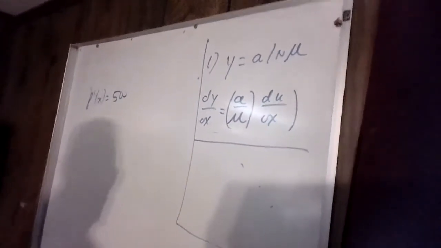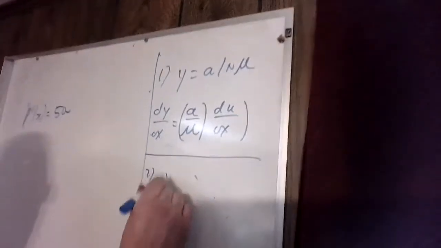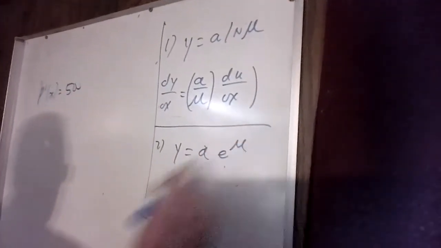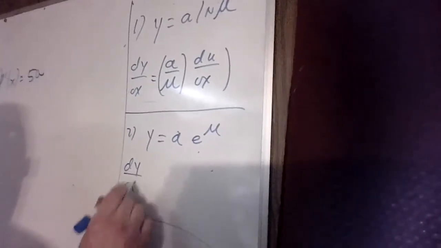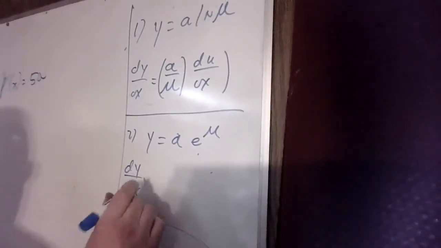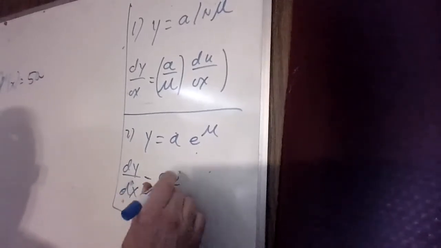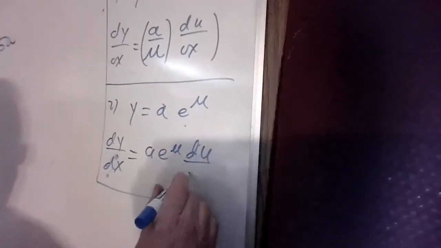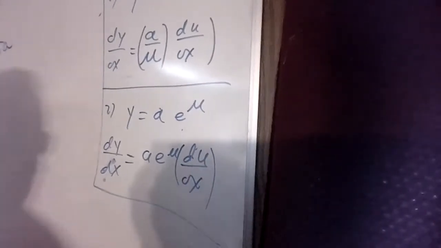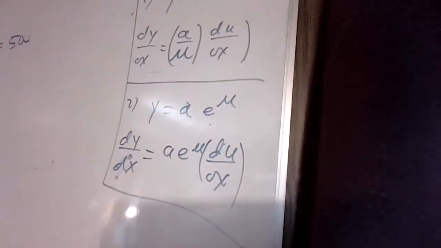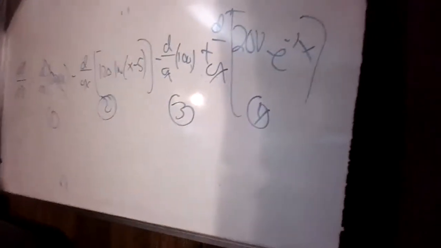But I also have an exponential here. So 2, if y equals a e to the u, then dy dx equals a e to the u du dx. So those are our two log rules. One is the exponential, one is the log rule. So let's figure out the second term here. So I'm going to call this the first term, the second term, the third term, and the fourth term. So we already did the first term here.